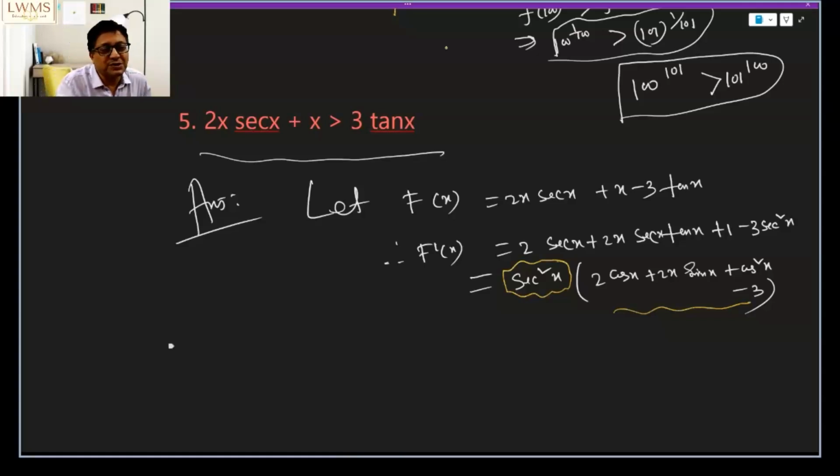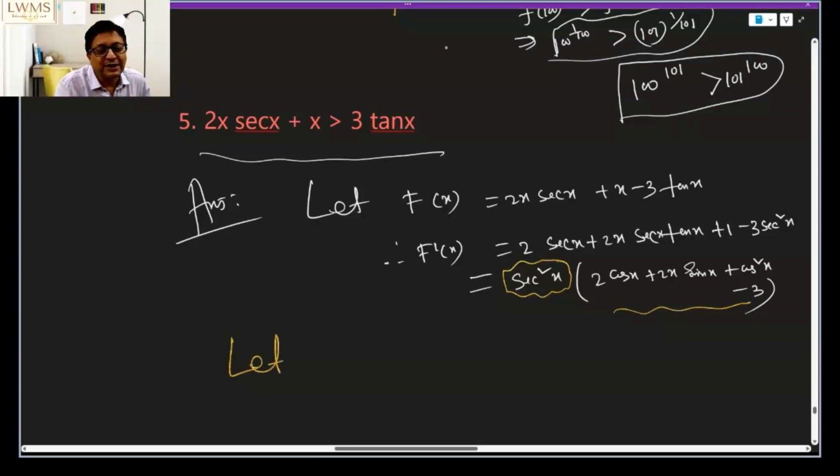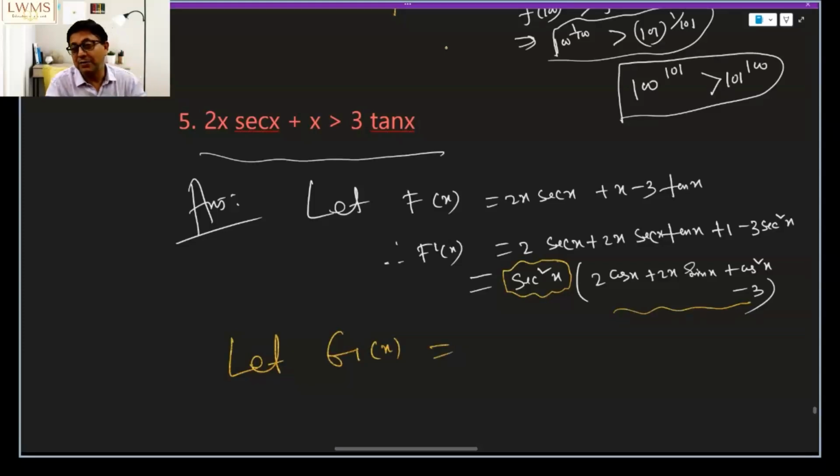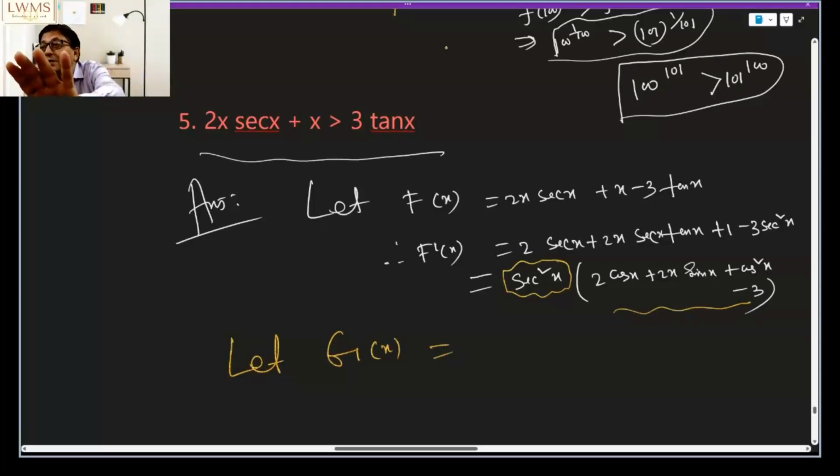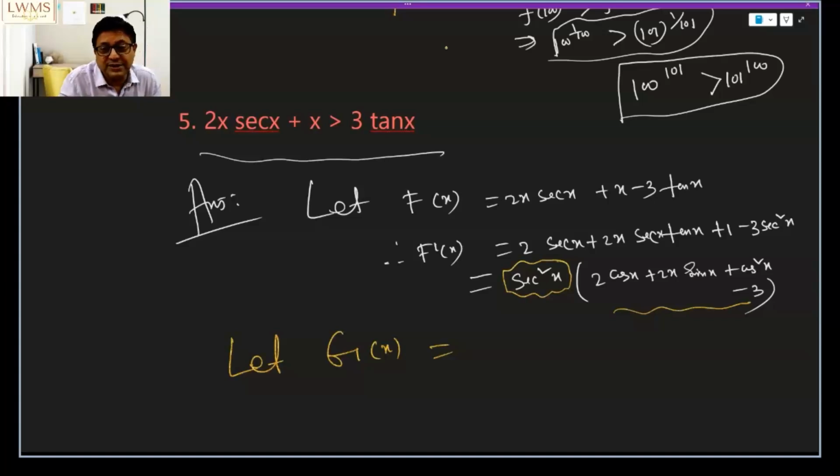So what is the procedure? Just as I told you, let another function be this part. See, another way, I'm not taking the whole derivative as a function because one part is confirmed positive, the other part I have to think about. So I'm pulling that out, assuming that is g(x).